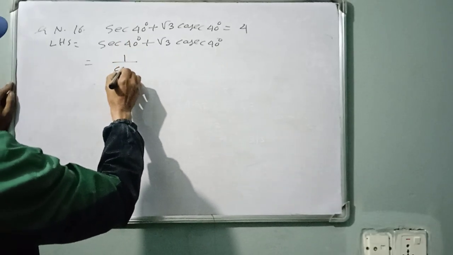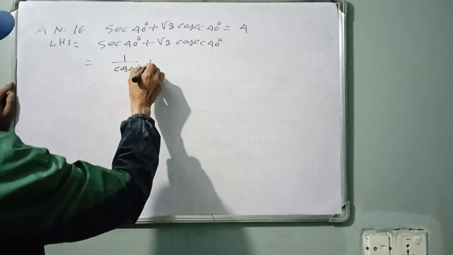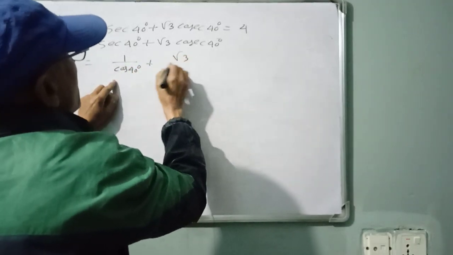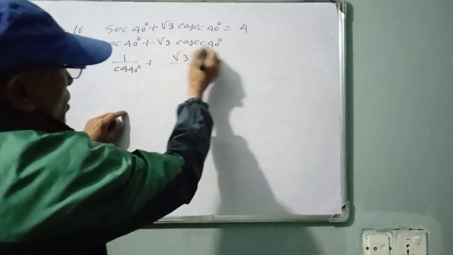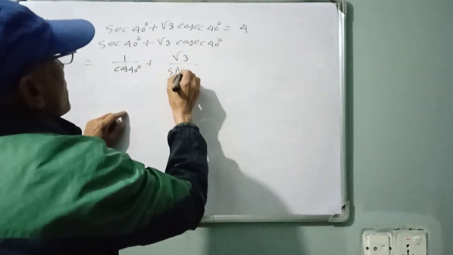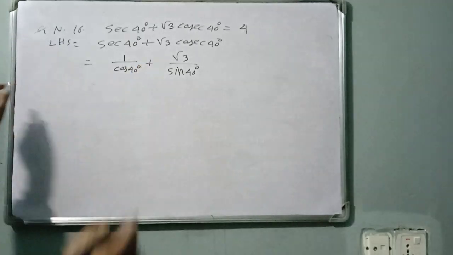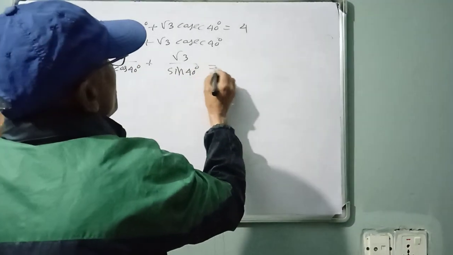So, change sec into 1 by cos. Root 3 of cosec 40 degree is 1 by sin 40 degree. Change into sin and cos. Then what do you do?